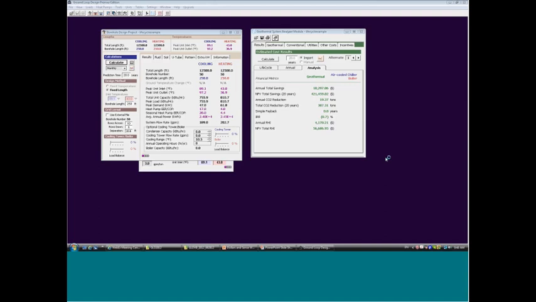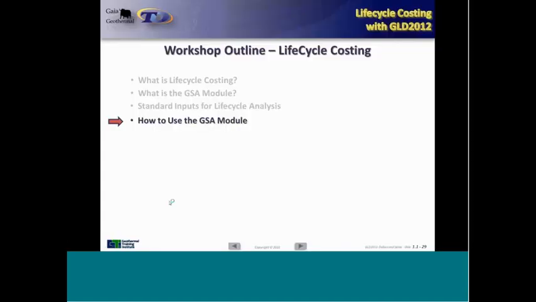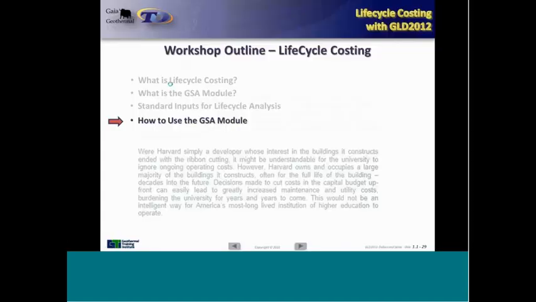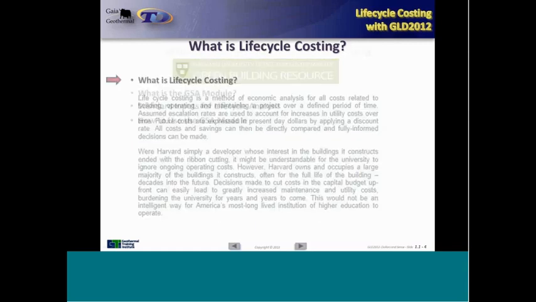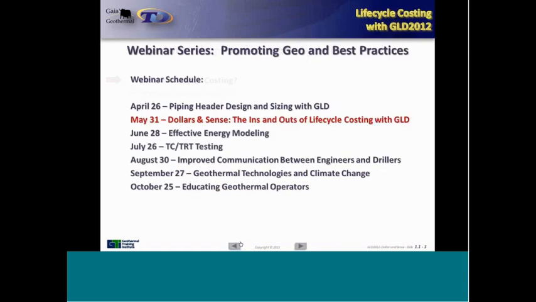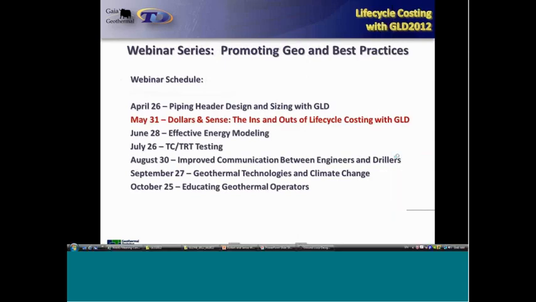Yes, I've been asked to show the future upcoming courses, just as a refresher. And this is just a list of the future classes. So next month, effective energy modeling with an expert in energy modeling, and then thermal response testing, how to communicate between engineers and drillers to minimize miscommunication and problems, geothermal technologies and climate change, and then how to educate geothermal operators so that when they actually get the system in their hands, what do you tell them to make sure that they use them properly?